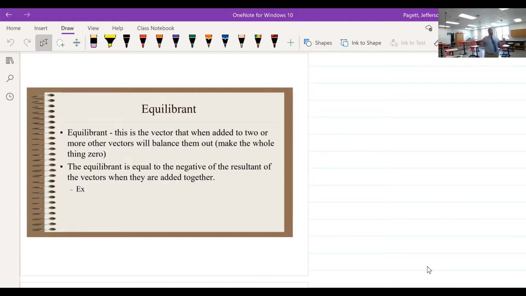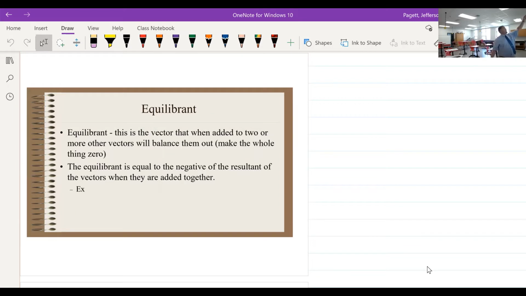But tonight, what we're going to talk about is adding vectors, but this time we're going to do it analytically, because drawing them, as you learned in class today, was a little bit challenging, and it's not something you want to do all that often. So we want to find out a way to do it analytically. Before we get started, though, we need to define another term called equilibrant.